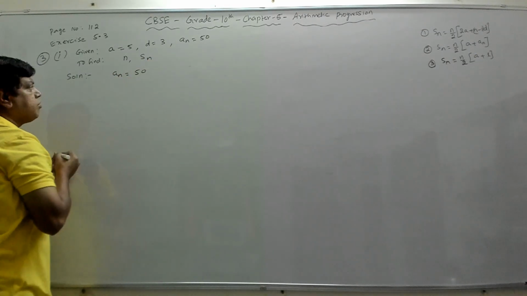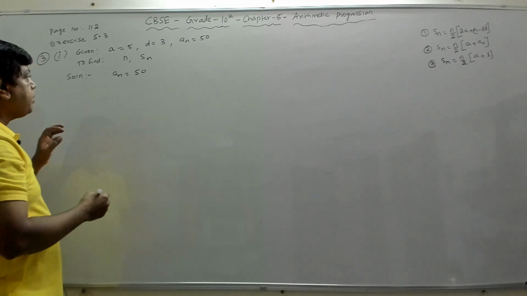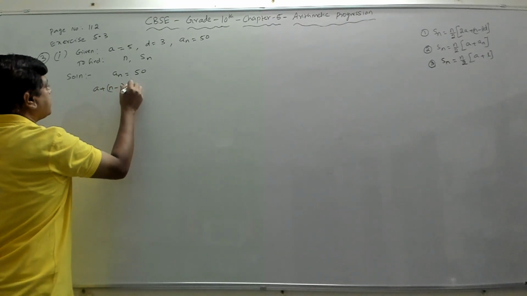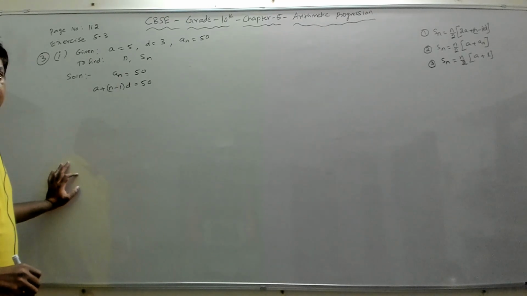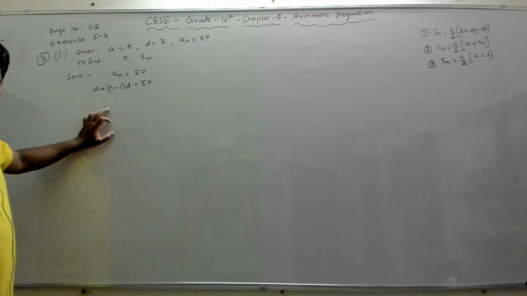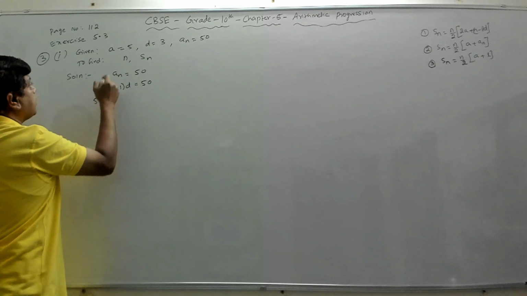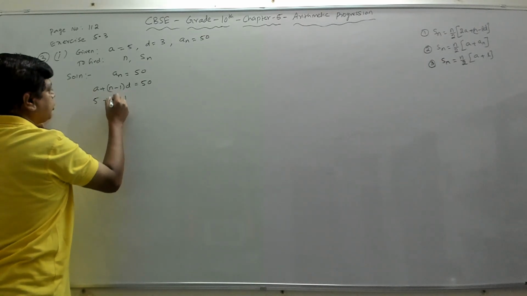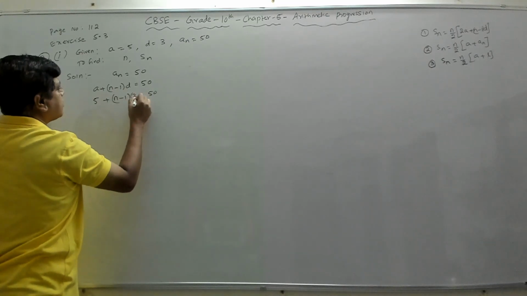What is the formula for an? An is the nth term of an AP, and the nth term of an AP is given by a plus n minus 1 into d, that is equal to 50. Now we will substitute the values of a and d, which are given. a is 5, so I am substituting a as 5, plus n, which we have to find, into d, d is 3, that is equal to 50.